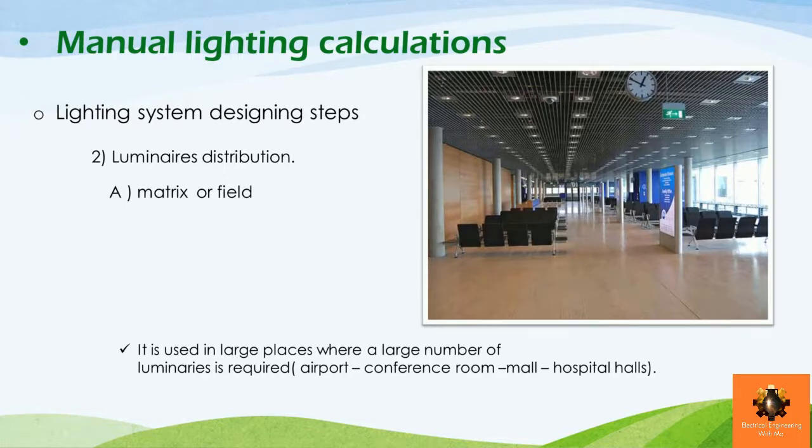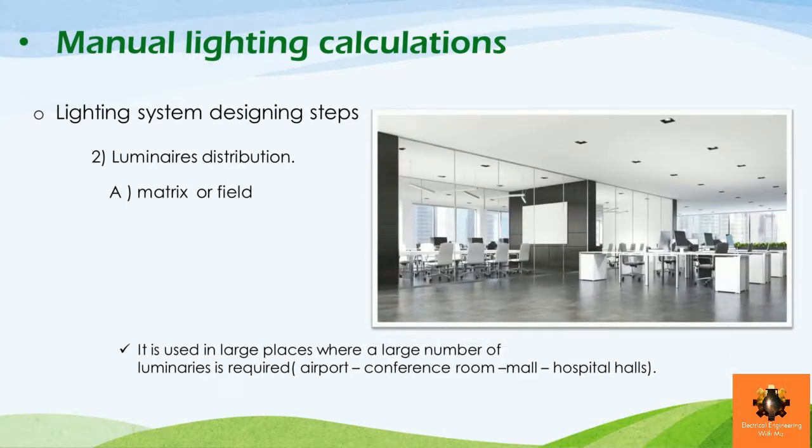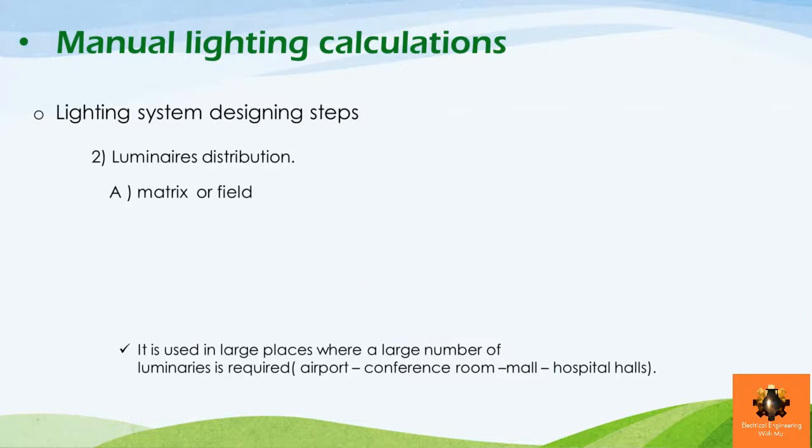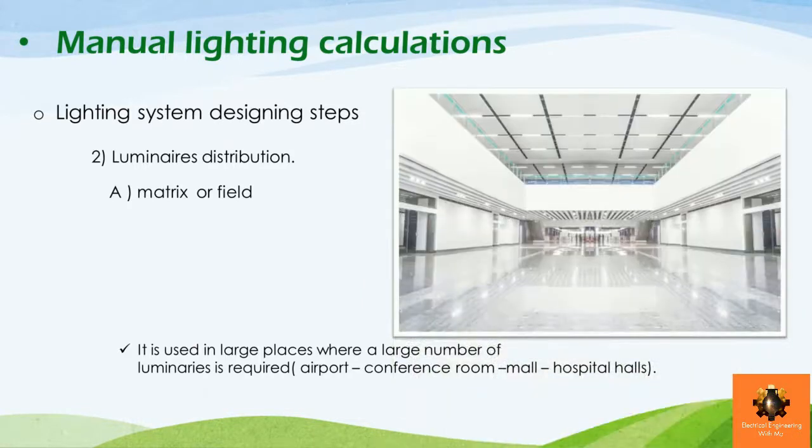And also for a conference room, for example, the matrix method will be a suitable one, as we have a large area in the conference room which we need to illuminate, so we spread a larger number of luminaires using the matrix method. In the same way, we have some other applications like the mall hall, as we need a larger number of luminaires to get a suitable lighting design for larger places like the mall hall.